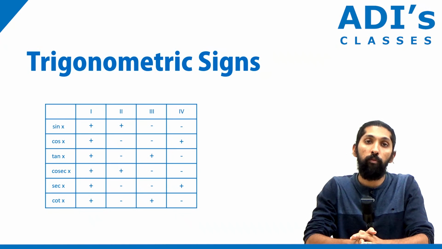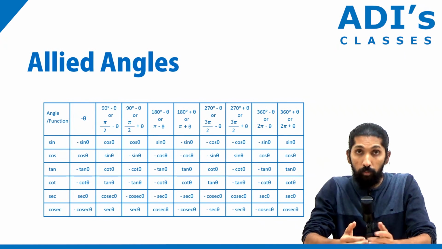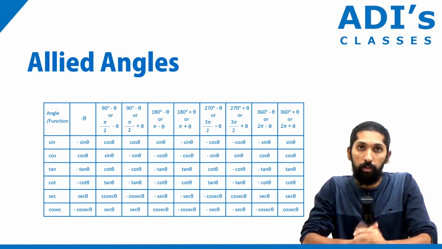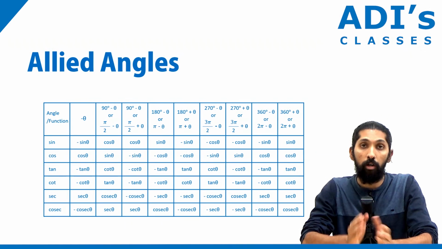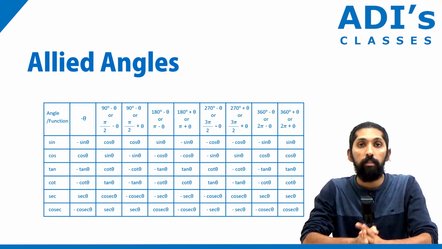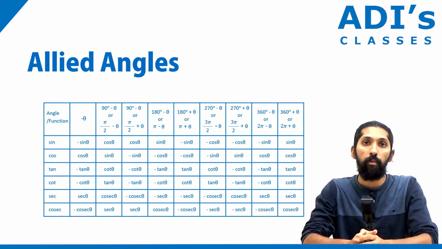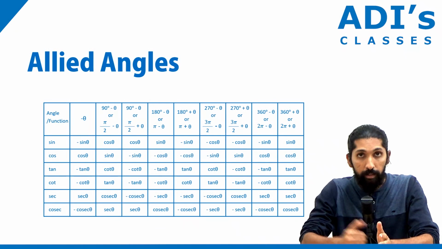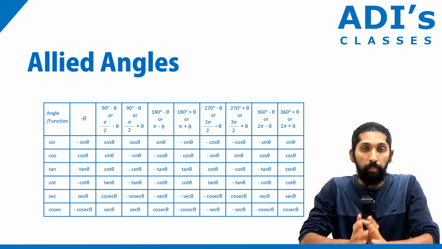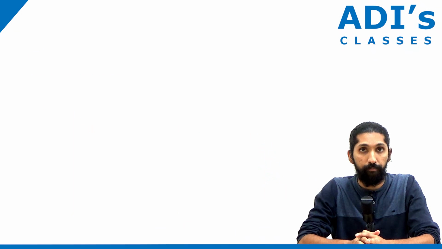Then further, we moved on to the allied angles. How the trigonometric functions are related to one another as they move from quadrant to quadrant. That is, here we are talking about pi by 2 plus or minus theta, pi plus or minus theta, 3 pi by 2 plus or minus theta, and 2 pi plus or minus theta. Depending on the quadrant and the sign of the trigonometric function, how they are placed and related to one another in different quadrants. This is basically the concept of allied angles, which is quite an important part, right?